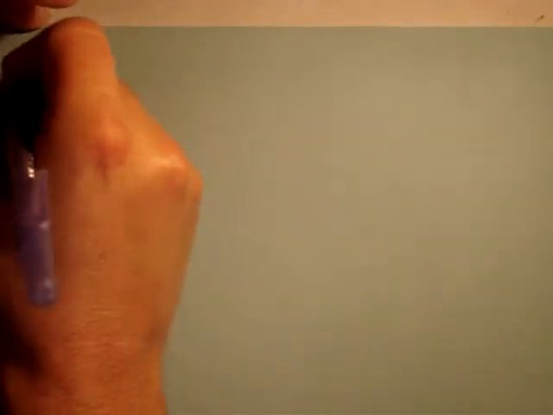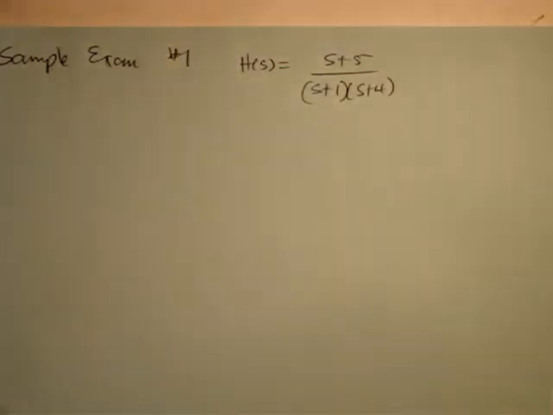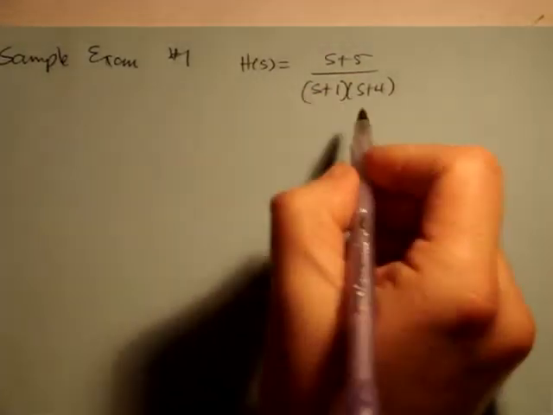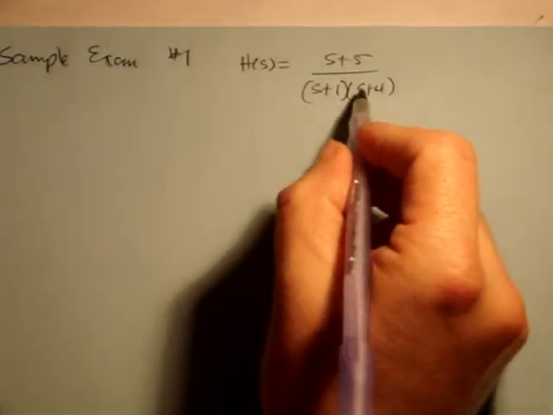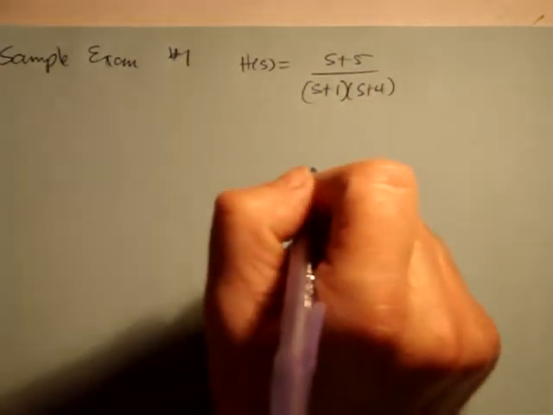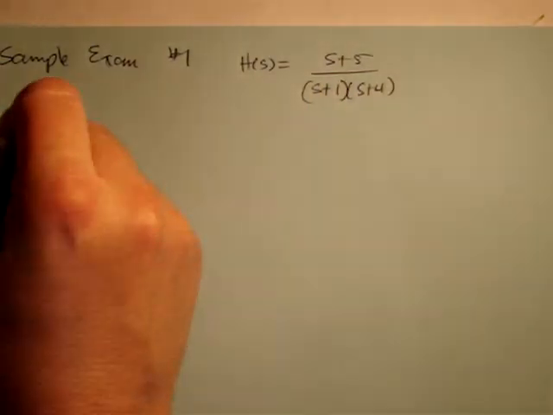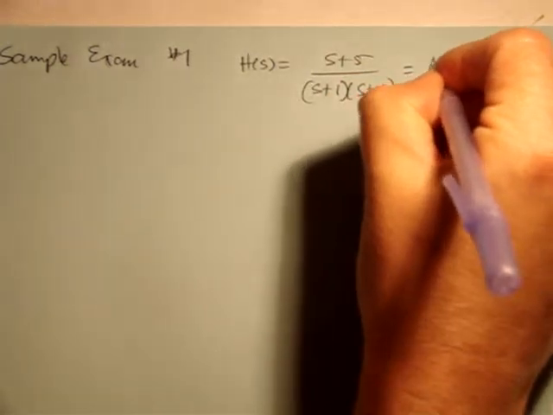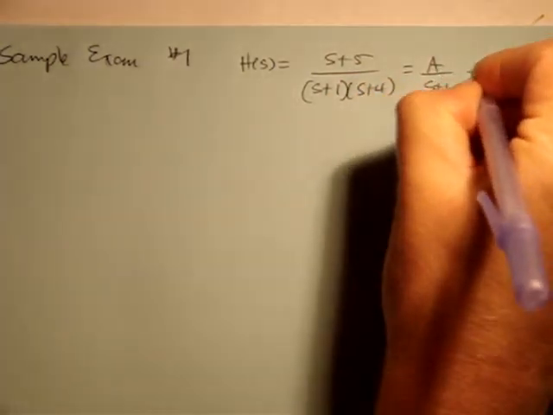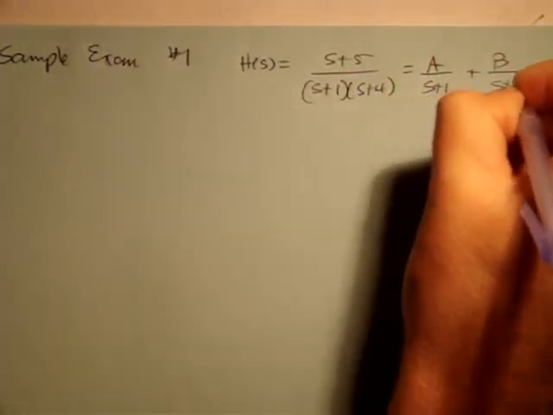Let's rewrite the system here. Since the transfer function is given and it's already in factored form, I think I'll just do the partial fraction method, or the parallel method. So we'll say this must be equal to A over (s plus 1) plus B over (s plus 4).